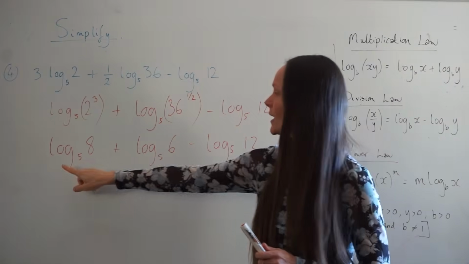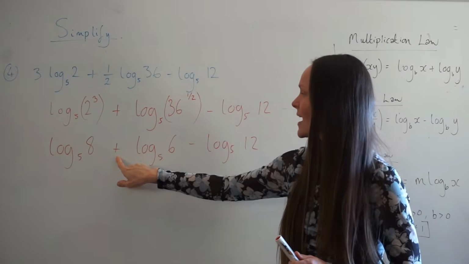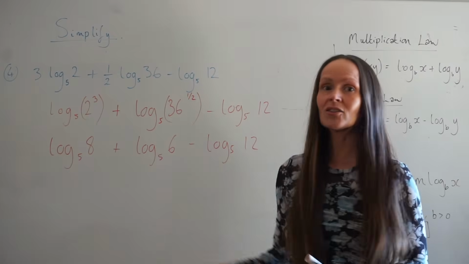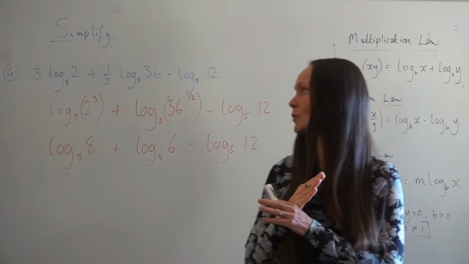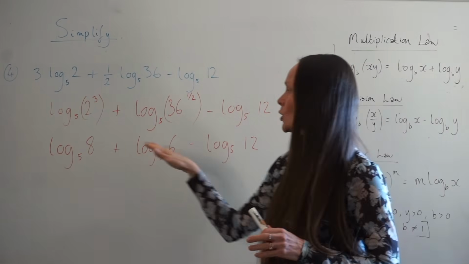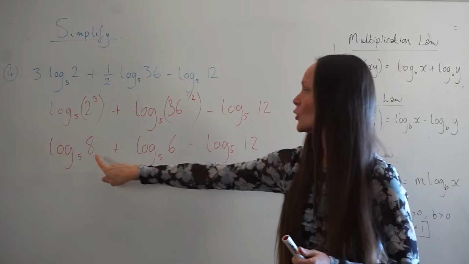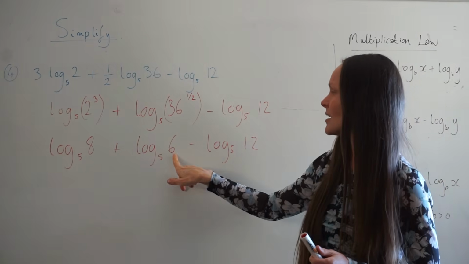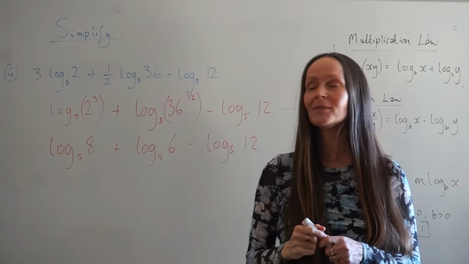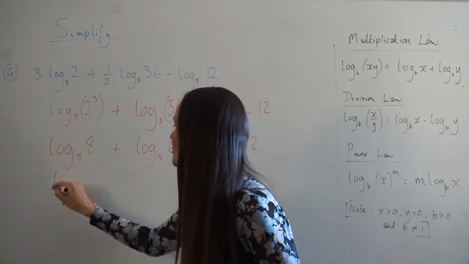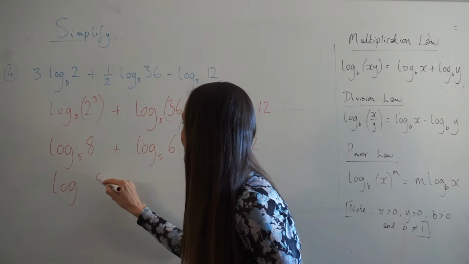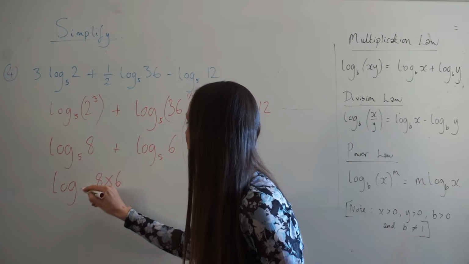So this time we are using a different rule. We're adding these two logarithms together, so that's going to be the multiplication rule. Remember, when you're adding logarithms together with the same base, you take these numbers here, 8 and 6, and you multiply them together. So it's going to be log 8 multiplied by 6 base 5.